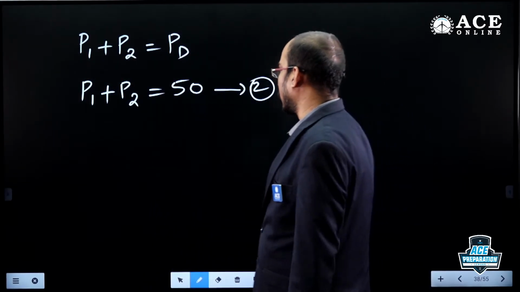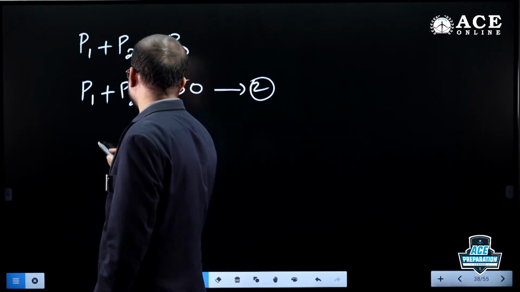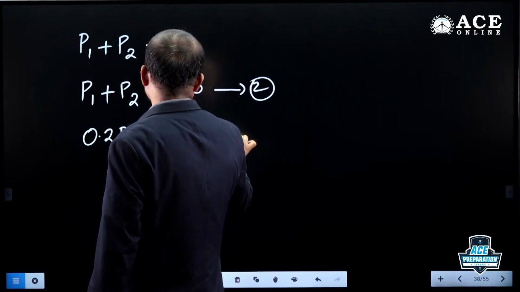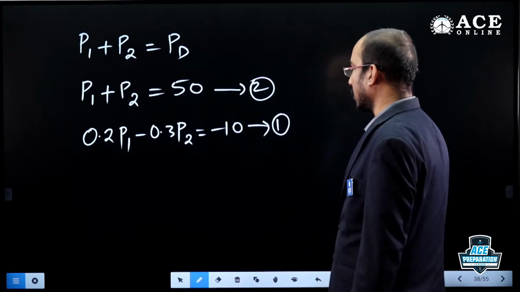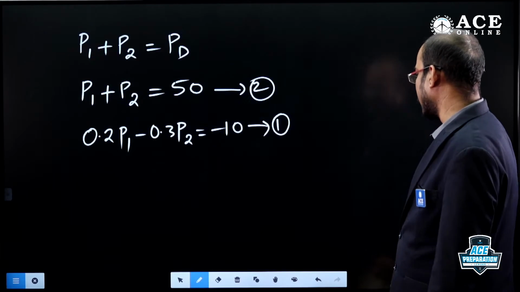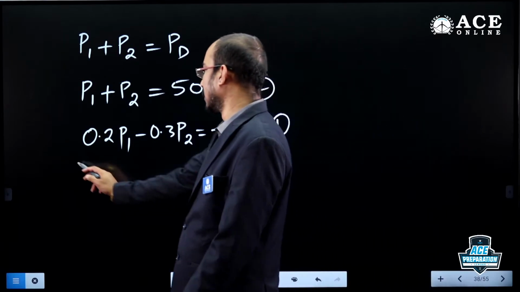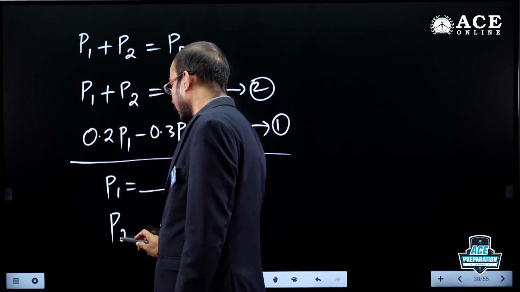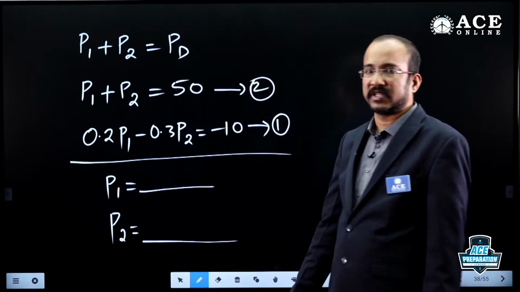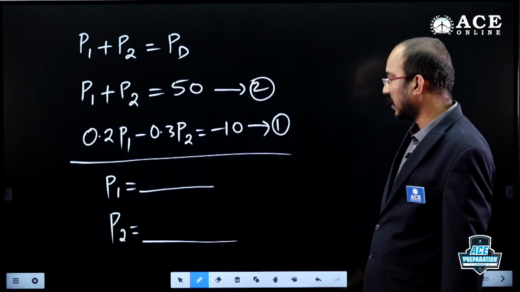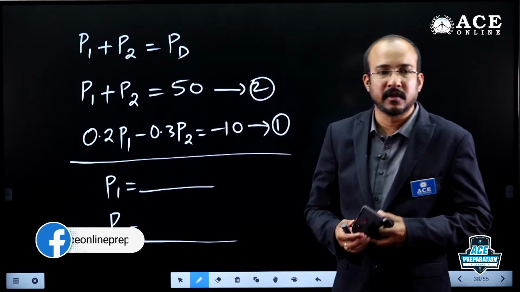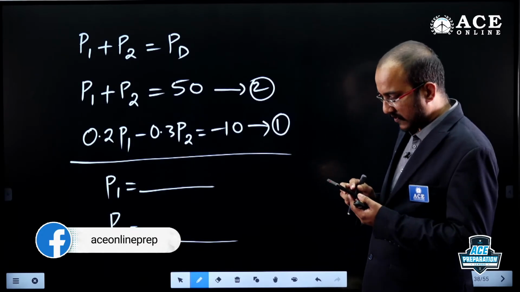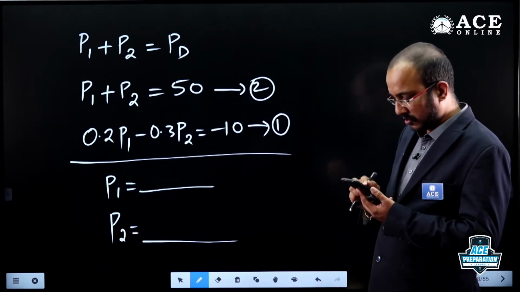So the first equation you got is 0.2 P1 minus 0.3 P2 is equal to minus 10. This is the first equation that you got. Now solve these two equations, and you will get the values of P1 and P2. Try to solve this and post the answer.